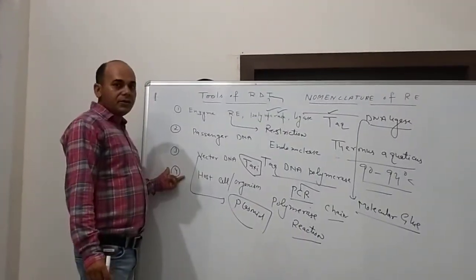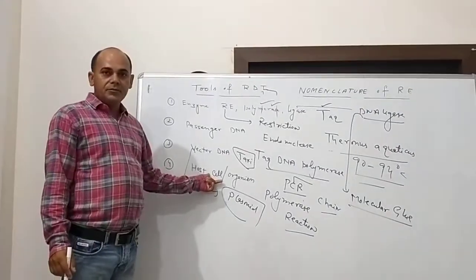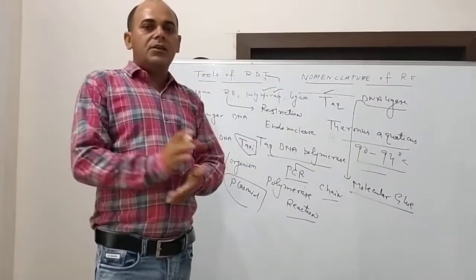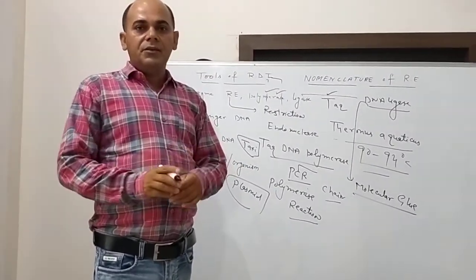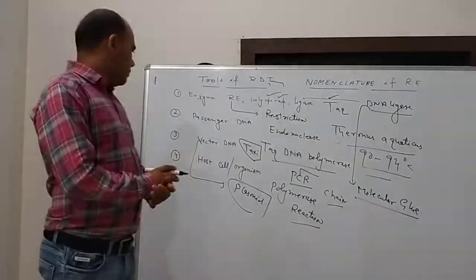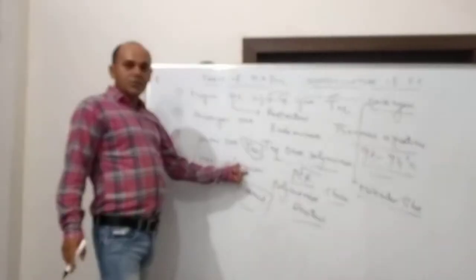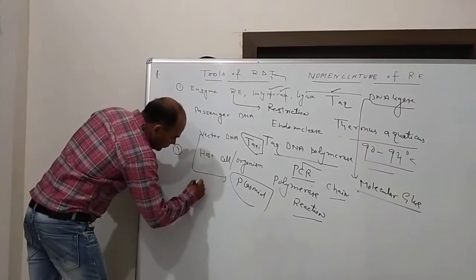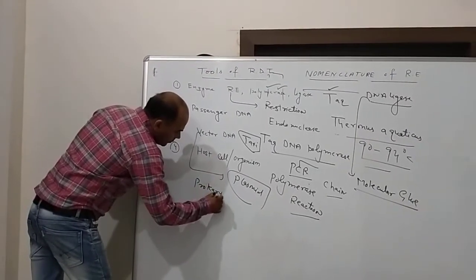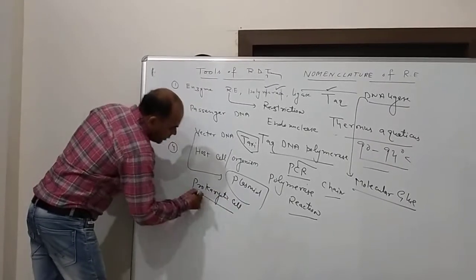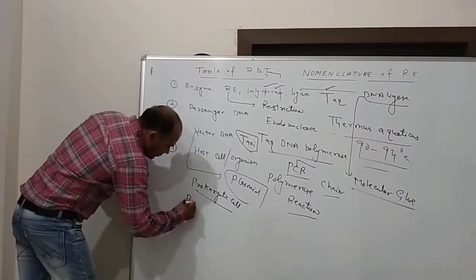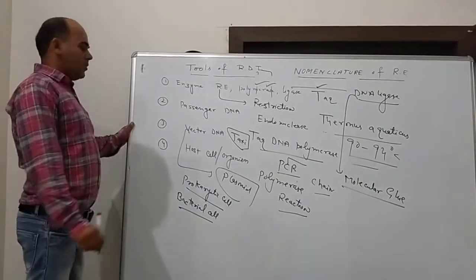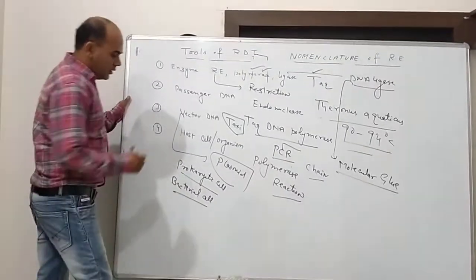Next, the fourth tool which is used in R.D.T is called the host cell. Our main target is to transfer the desired gene, the piece of DNA, so that multiple copies of that DNA are obtained. It is possible with the help of a host cell, a host organism. Here, in host cells, mostly we use prokaryotic cells, you can say bacterial cells. The best example of a bacterial cell which is used here is E. coli.